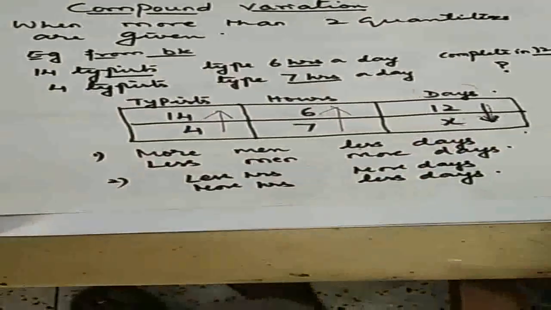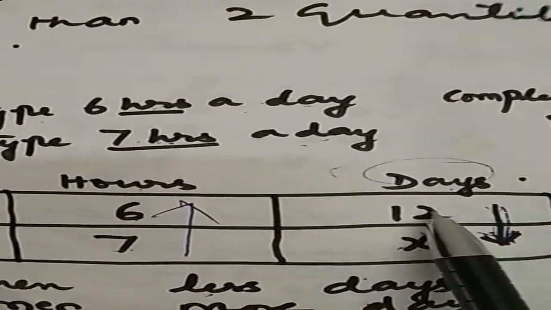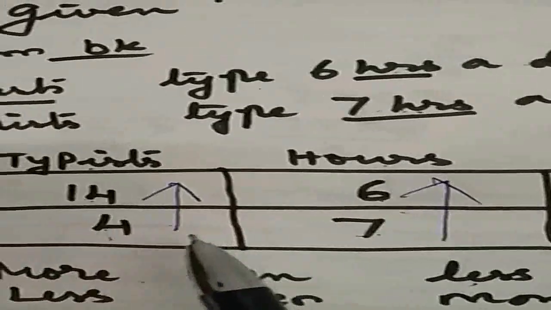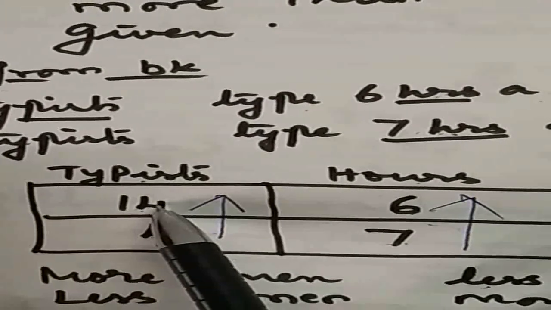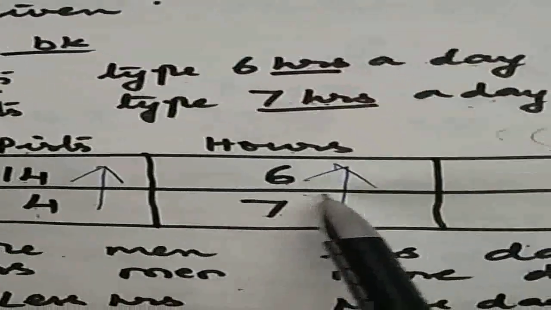Now you see how we will do this. Wherever the first arrow mark is, you write that first. The first arrow mark is on x, so x by 12 we write. Wherever the arrow mark is, that one should be written first. So x by 12, equal to. Then the next arrow mark is where? 14, so 14 by 4, into. The next arrow mark is where? 6, so 6 by 7.